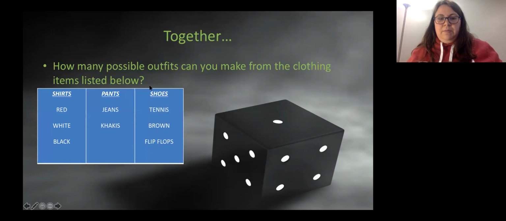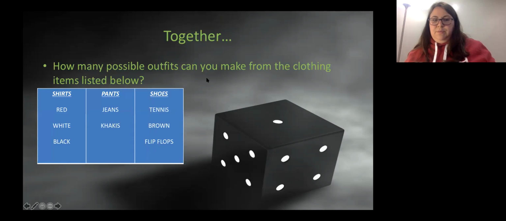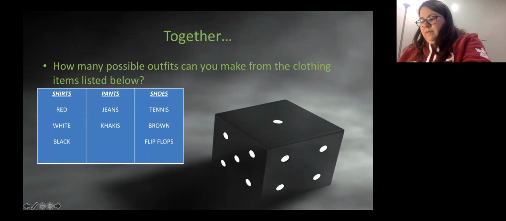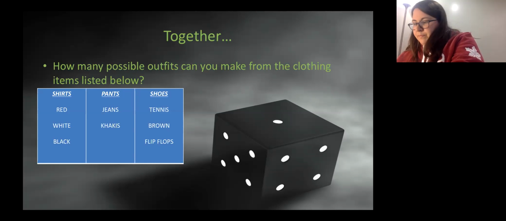So here, how many possible outfits can you make from the clothing items below? What you're going to look at is, I've got shirts to choose from, we've got pants to choose from, and we've got shoes to choose from. So how many shirts do we have to choose from? We have 3. How many pants? 2. How many shoes? We have 3. So we're going to multiply those together and get 18 total possible outfits.